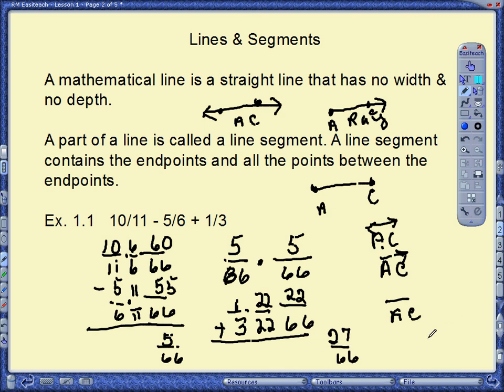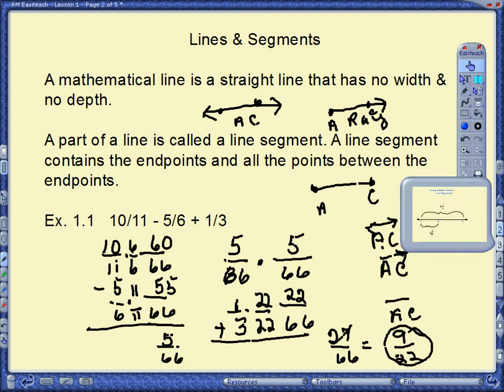Now we're almost to the end of this problem. But 27 I know is divisible by 3, and I also know that 66 is divisible by 3. So we're going to reduce this fraction. We're going to say 3 goes into 27 9 times, and 3 goes into 66 22 times, and that's our final and best answer. Move on to another page now.